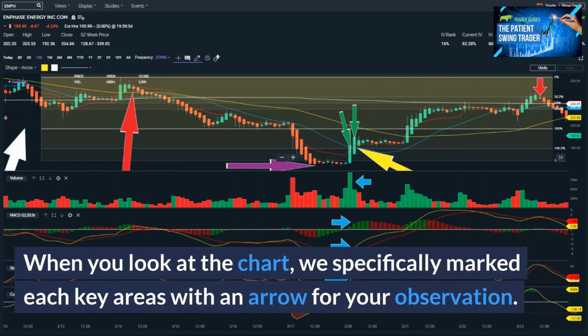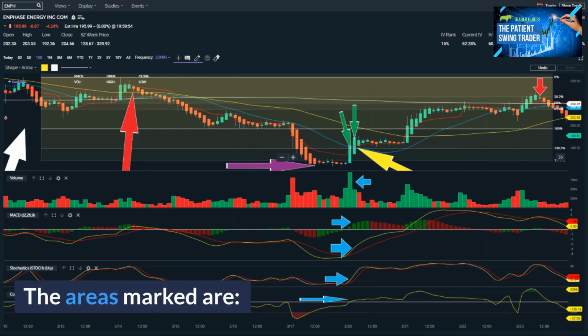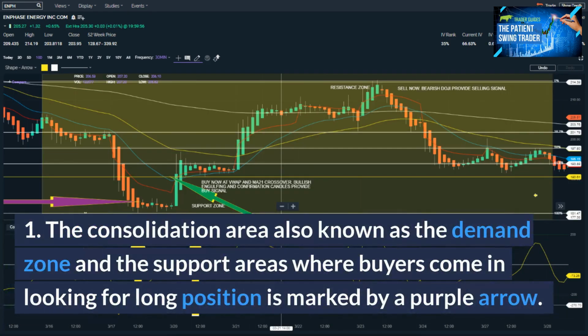When you look at the chart, we specifically marked each key areas with an arrow for your observation. The areas marked are 1. The consolidation area, also known as the demand zone, and the support areas where buyers come in looking for long position is marked by a purple arrow.